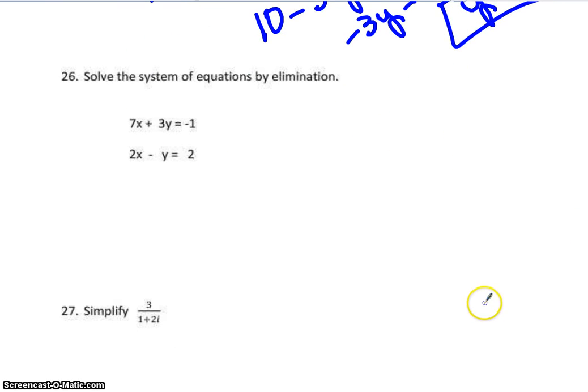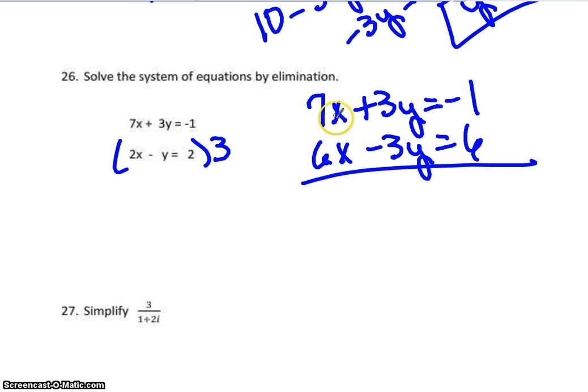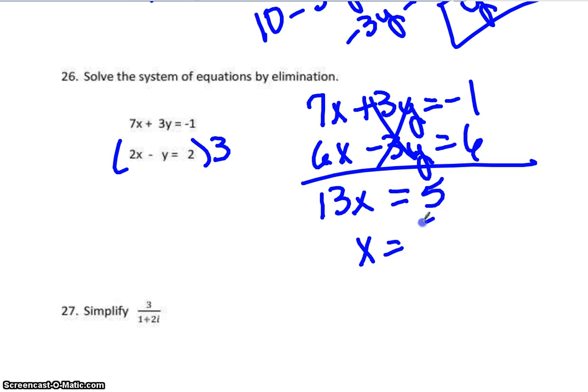26, solve by elimination. You need something to cancel. I would multiply the second equation by 3 so that the y's would go away. First equation stays the same, 7x plus 3y equals negative 1. Everything in the second equation times 3, 6x minus 3y equals 6. Draw a line and combine. 7x and 6x gives you 13x. Y's go away. Equals negative 1 plus 6 is 5. X is equal to 5 over 13.